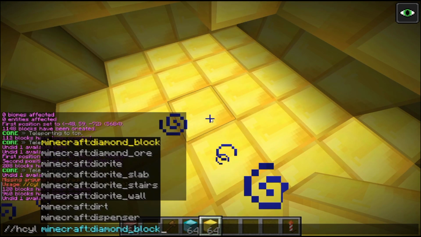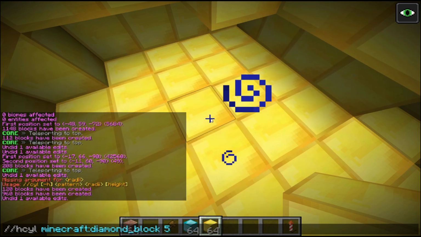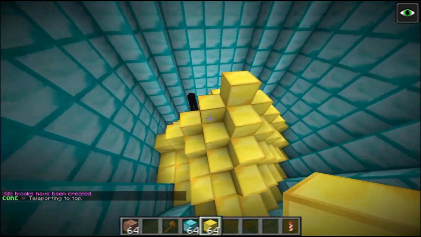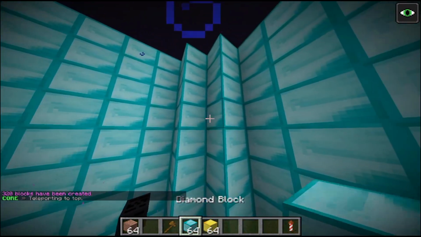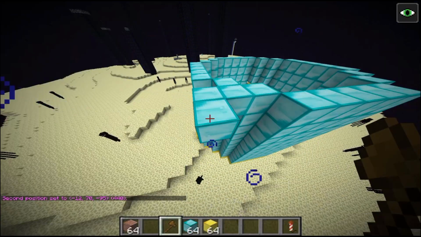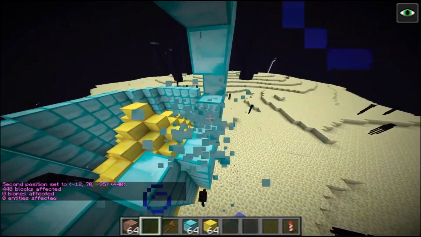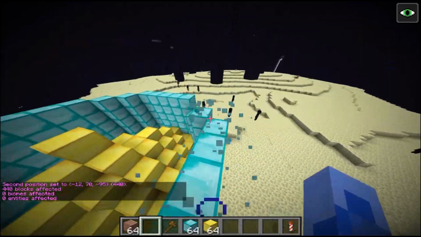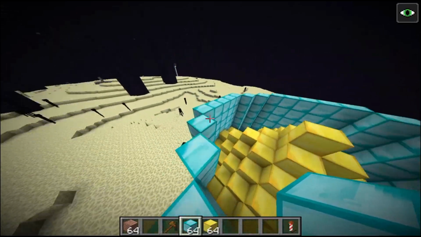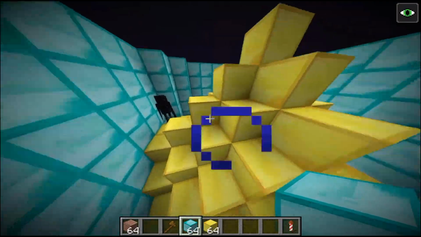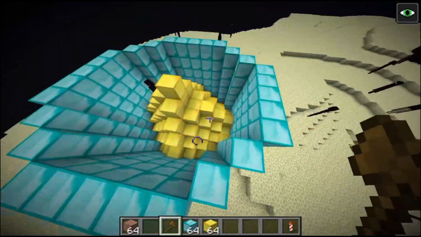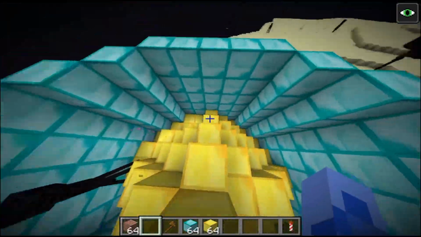Slash HCYL, diamond block. We'll make the radius 5, height 10. Cool. So now we have this cylinder. So this cone right here takes up 1/3 of the cylinder, which means use the same equation for a cylinder, except you would multiply it by 1/3, and the remaining space here is 2/3. Same thing for a pyramid. It would be very similar, almost the exact same thing.